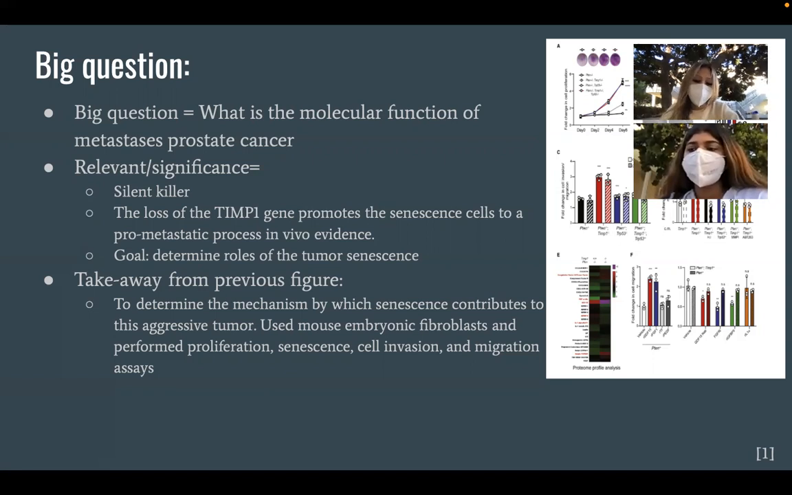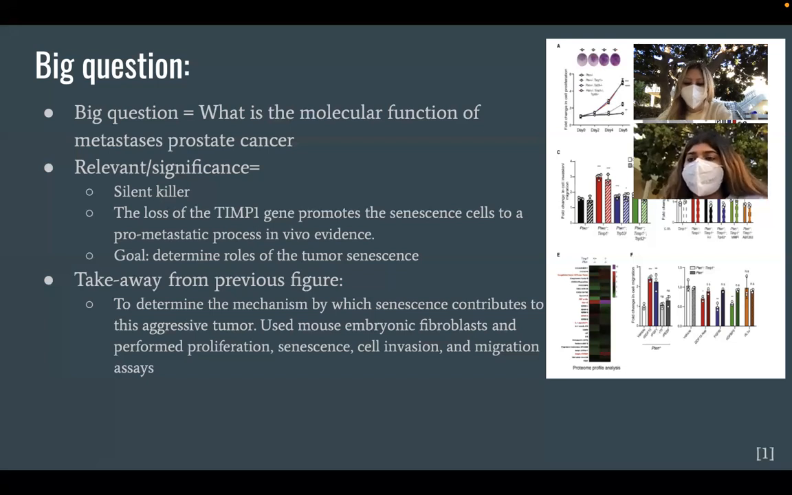The goal of the journal article was to determine the roles of tumor senescence. For our figure, we have figure 5, which was shown from previous figures. The takeaway from this figure is to determine the mechanism by which senescence contributes to this aggressive tumor. This is usually used in mouse embryonic fibroblasts and performed in proliferation. Senescence is also involved in cell invasion and migration assays.